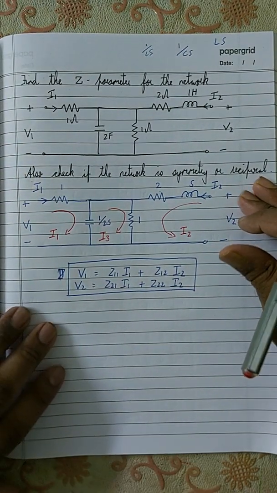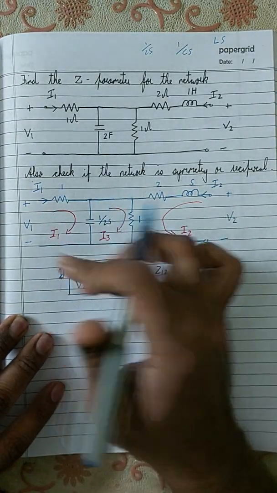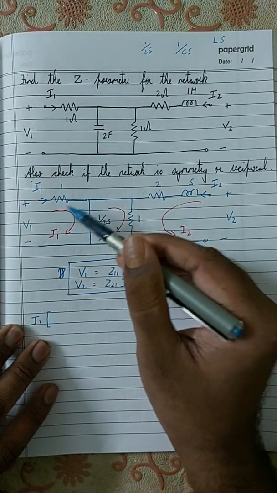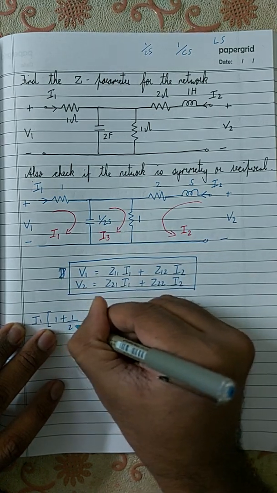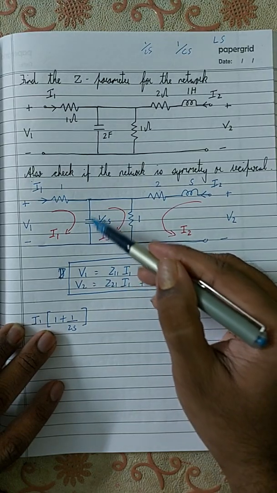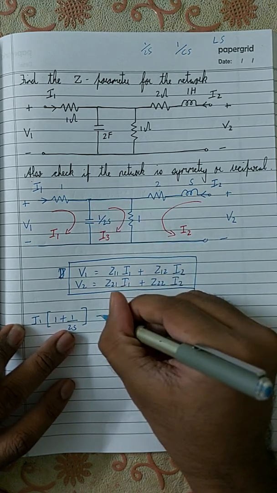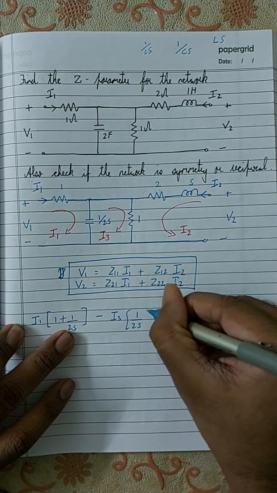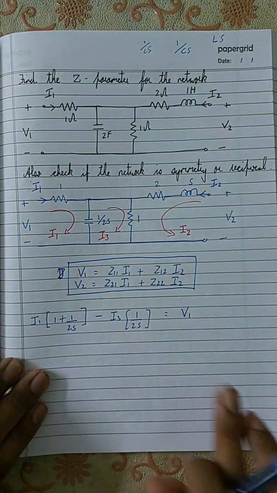So let's see the equation over here. What is the equation? According to this, I1 into, we have 1 plus 1 by 2s, so 1 plus 1 by 2s, okay, and then the only other current that's touching this one is I3, and I3 is in the opposite direction of I1, so we say minus I3 into 1 by 2s is equal to V1. So this is the equation for mesh 1.